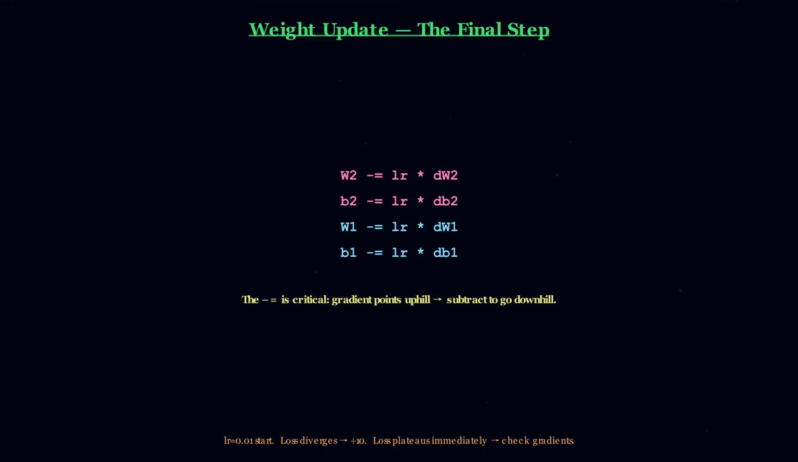The learning rate scales the step. Too large, weights overshoot the minimum. Loss oscillates wildly or diverges. Too small, training converges but takes forever. Start with 0.01. Reduce by 10x if loss diverges. After the update, the weights are slightly better than before. Run the forward pass again with the new weights. The loss will be slightly lower. Repeat thousands of times. That's training.